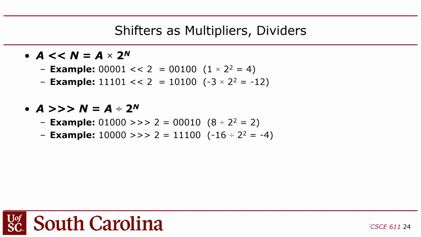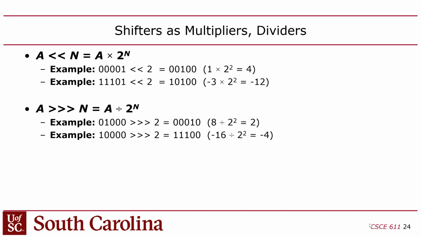So the shifters, I think we talked about this before. You can use shifters as multipliers and dividers as long as the value you're dividing or multiplying by is a power of 2. Left shift multiplies by a power of 2, where the power is the number of bits you're shifting. And if you shift to the right, you're dividing by a power of 2, where the power is the number of bits you're shifting right.